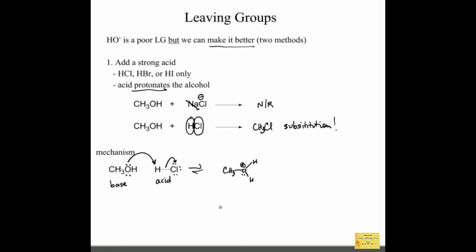Okay, and what does that do for us? And that also gave us a Cl minus. Let's show that because we're going to be using it. What does that do for us? Why does protonating the alcohol make a difference?